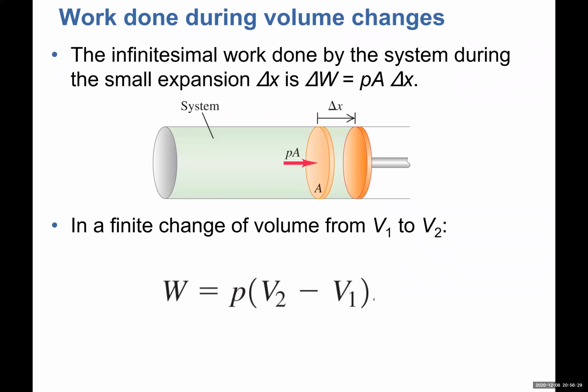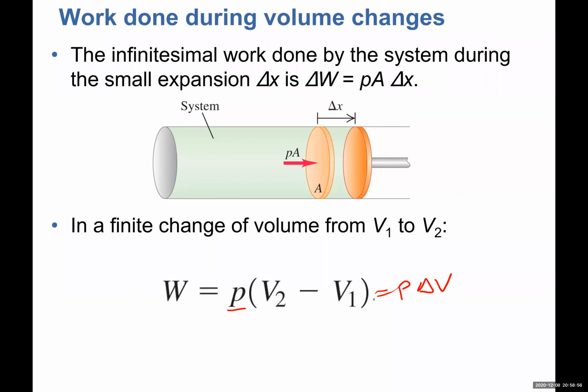So when the volume decreases, this quantity is negative because V2 is smaller than V1. So the equation for the work done is P times delta V, where delta V is the changing volume. When the volume decreases, work done is negative. When the volume increases, work done is positive. This is one of the things you have to be careful about, the positive and negative sign of the work done.